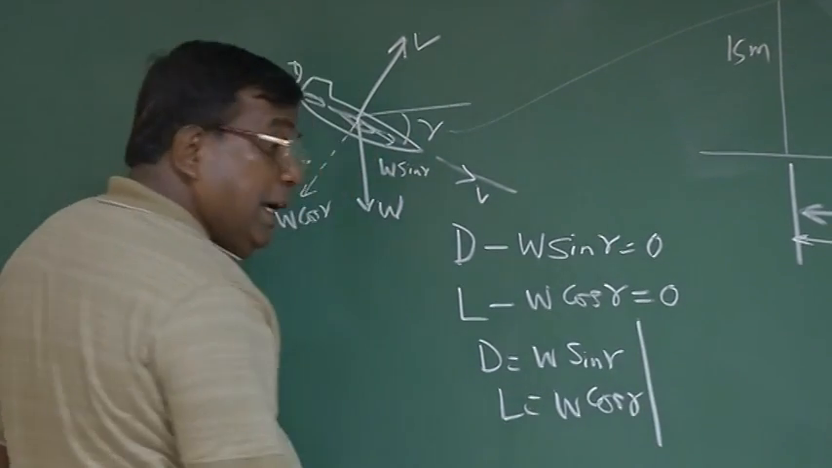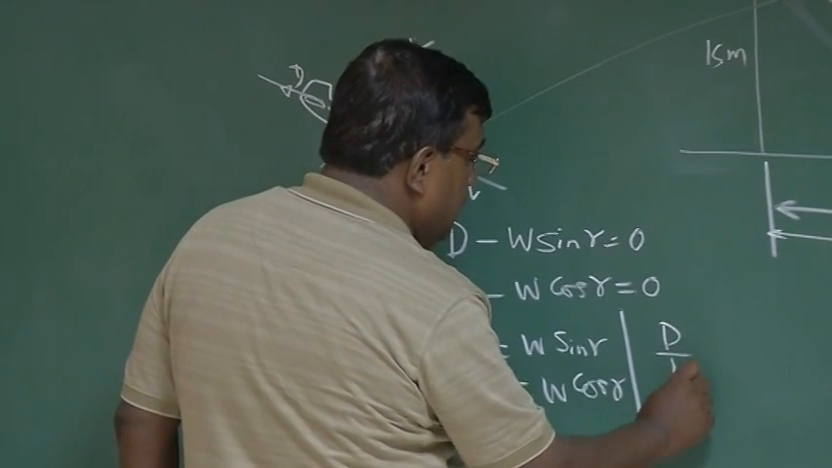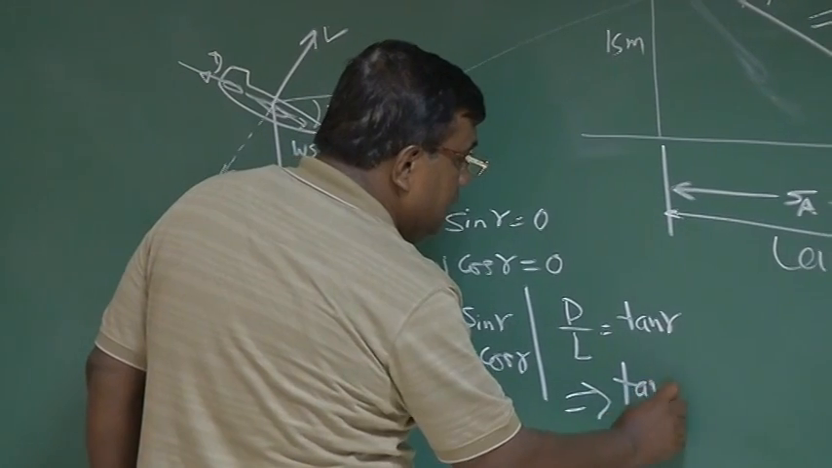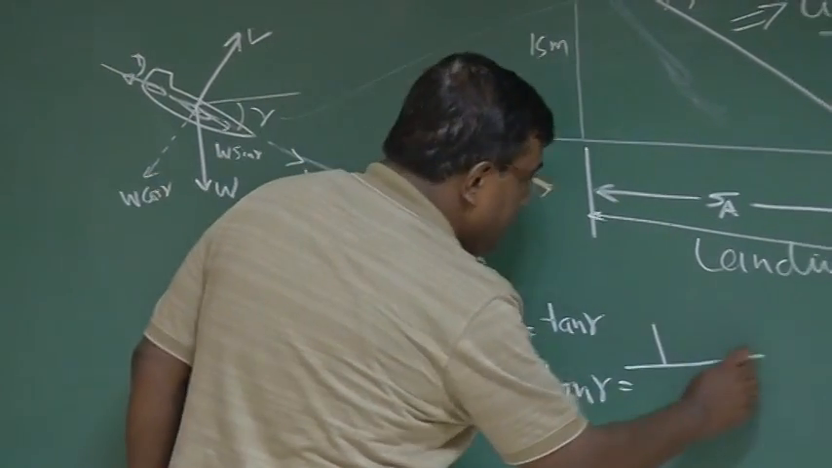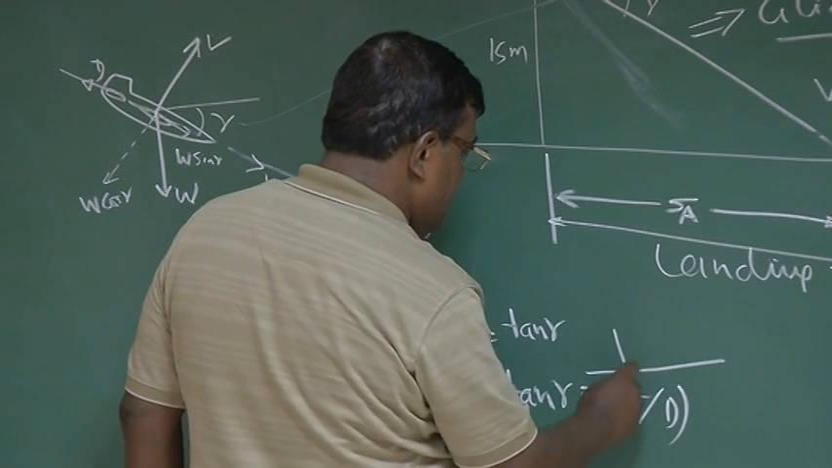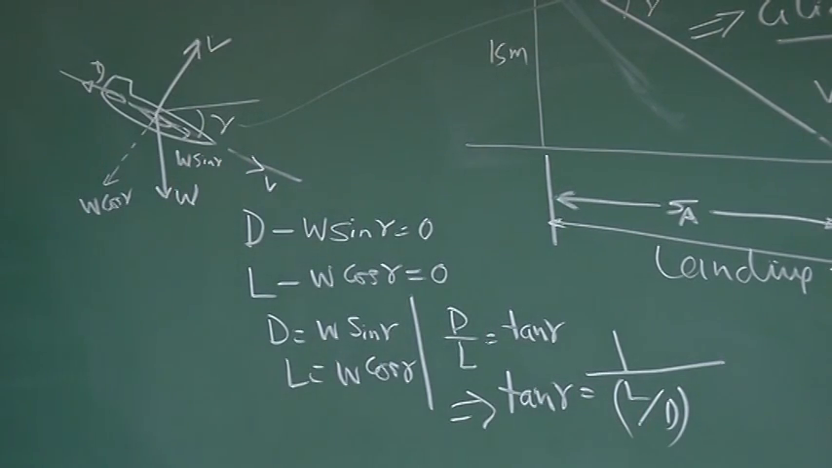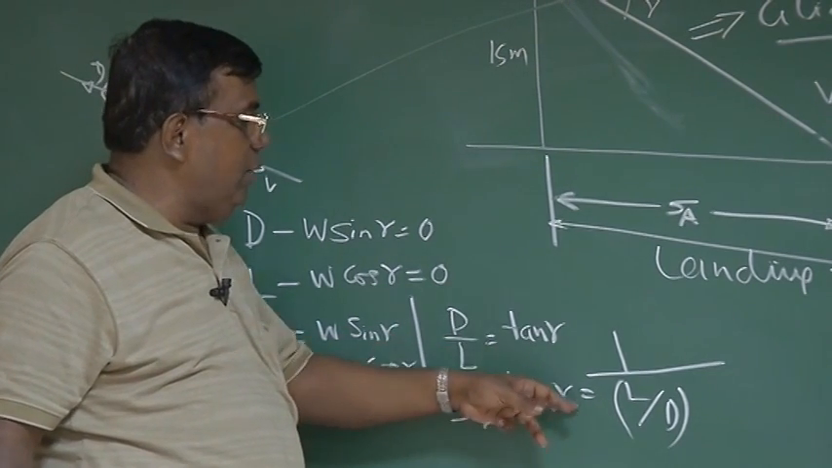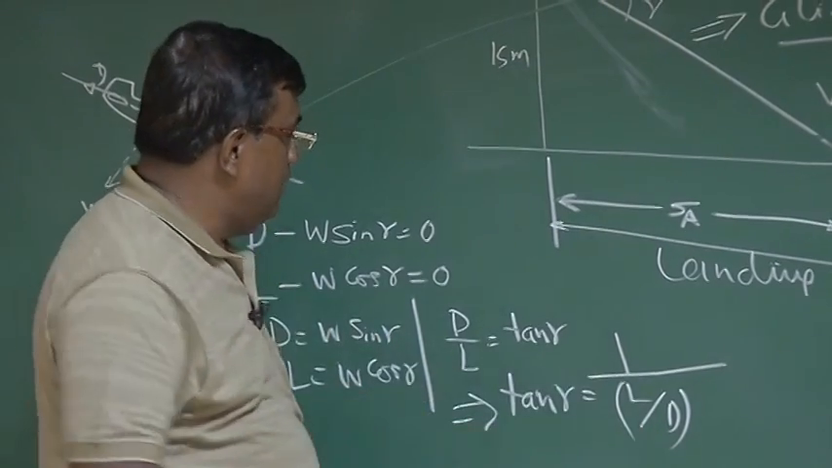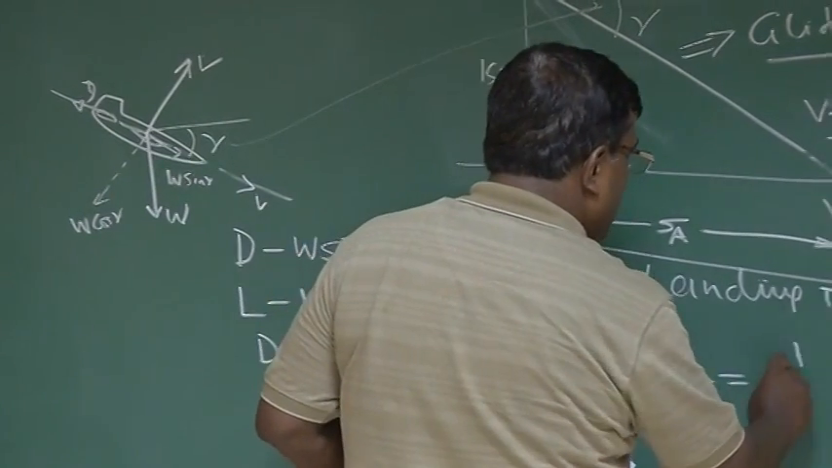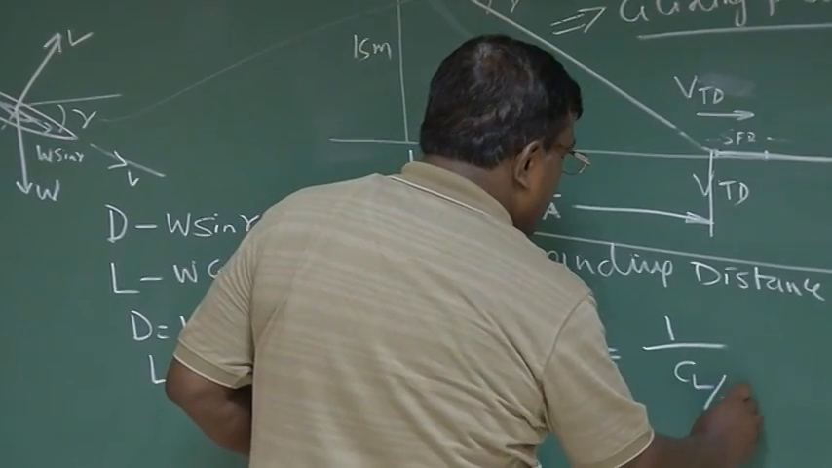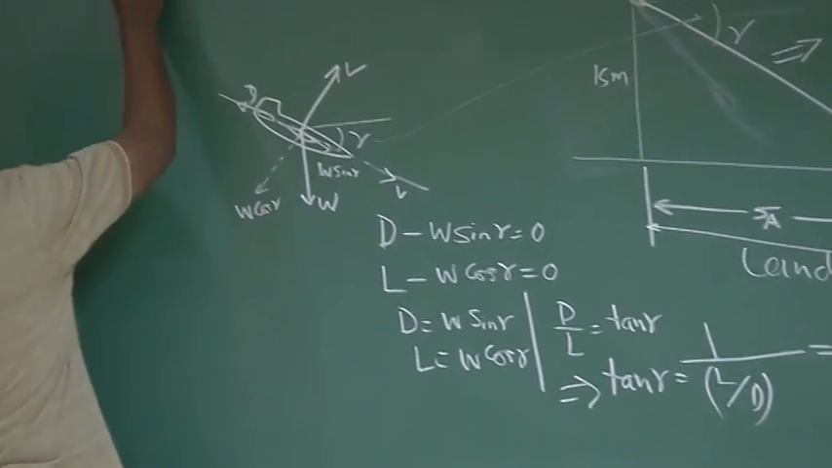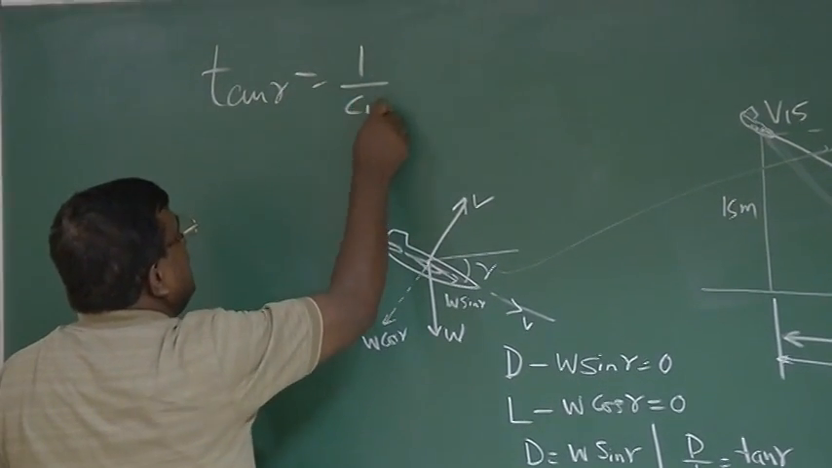You know this. If I combine this, what do I get? D by L equal to tan gamma, or I write tan gamma equal to 1 by L by D. Is it okay? So D by L is tan gamma, so I can write tan gamma equal to 1 by L by D. This is equivalent to writing 1 by CL by CD, and you are familiar with this expression that tan gamma is equal to 1 by CL by CD.